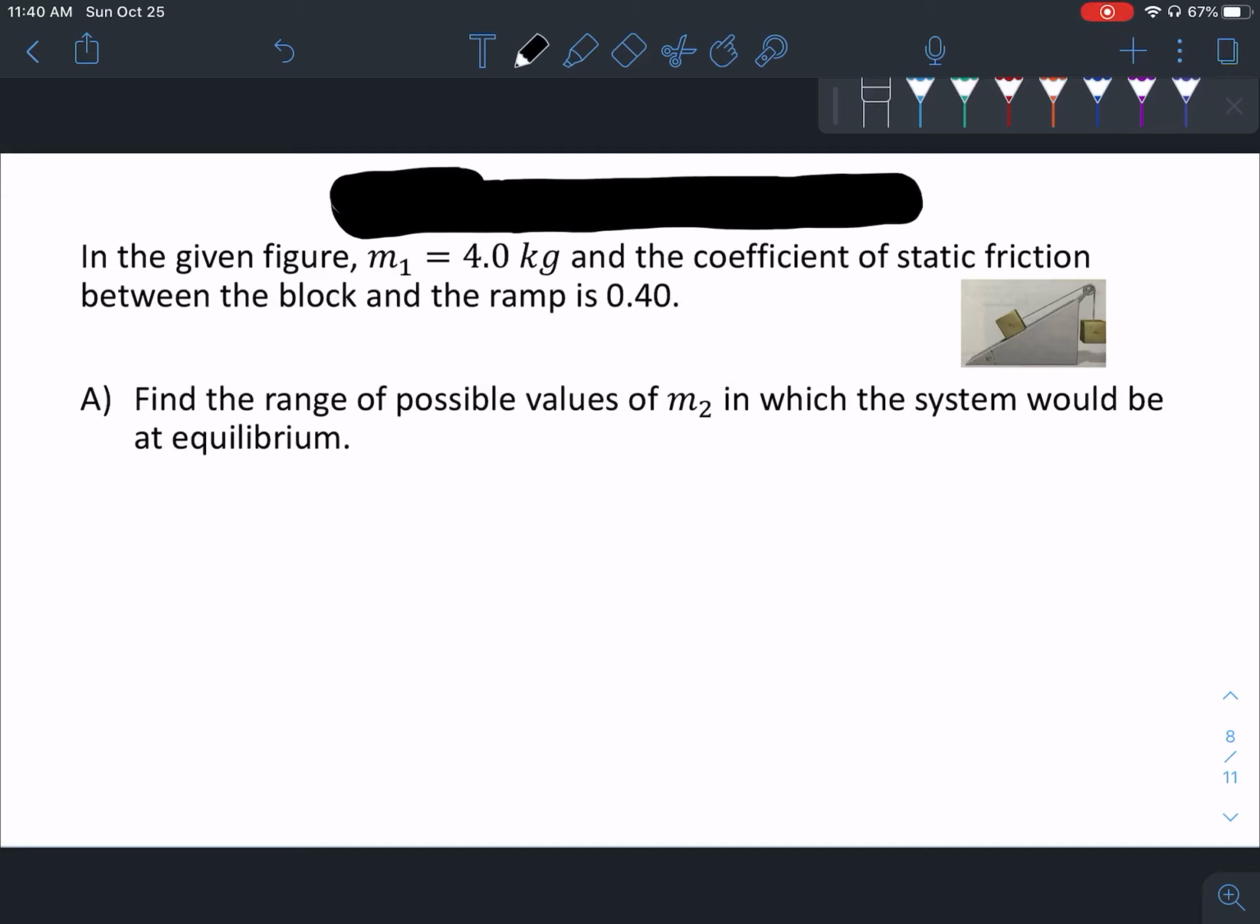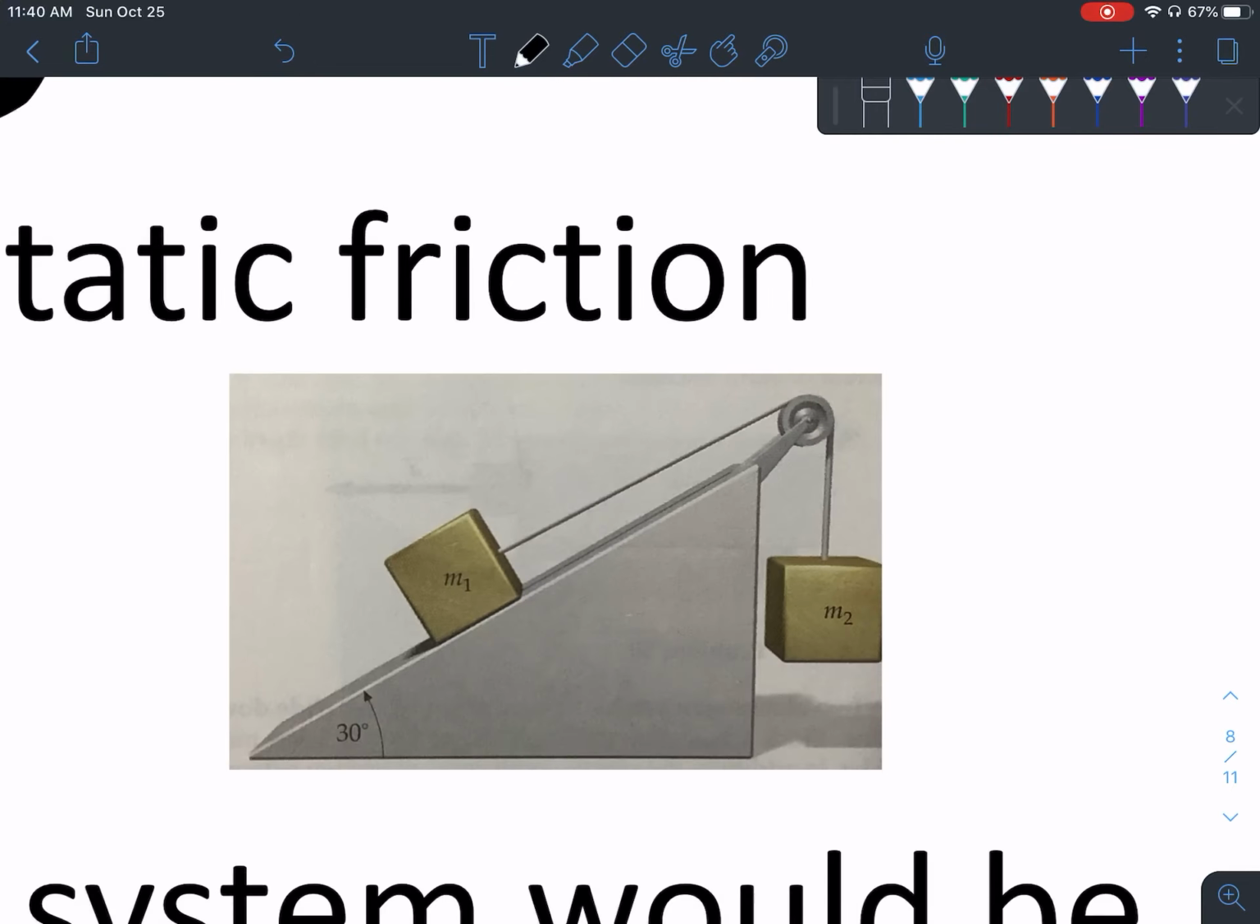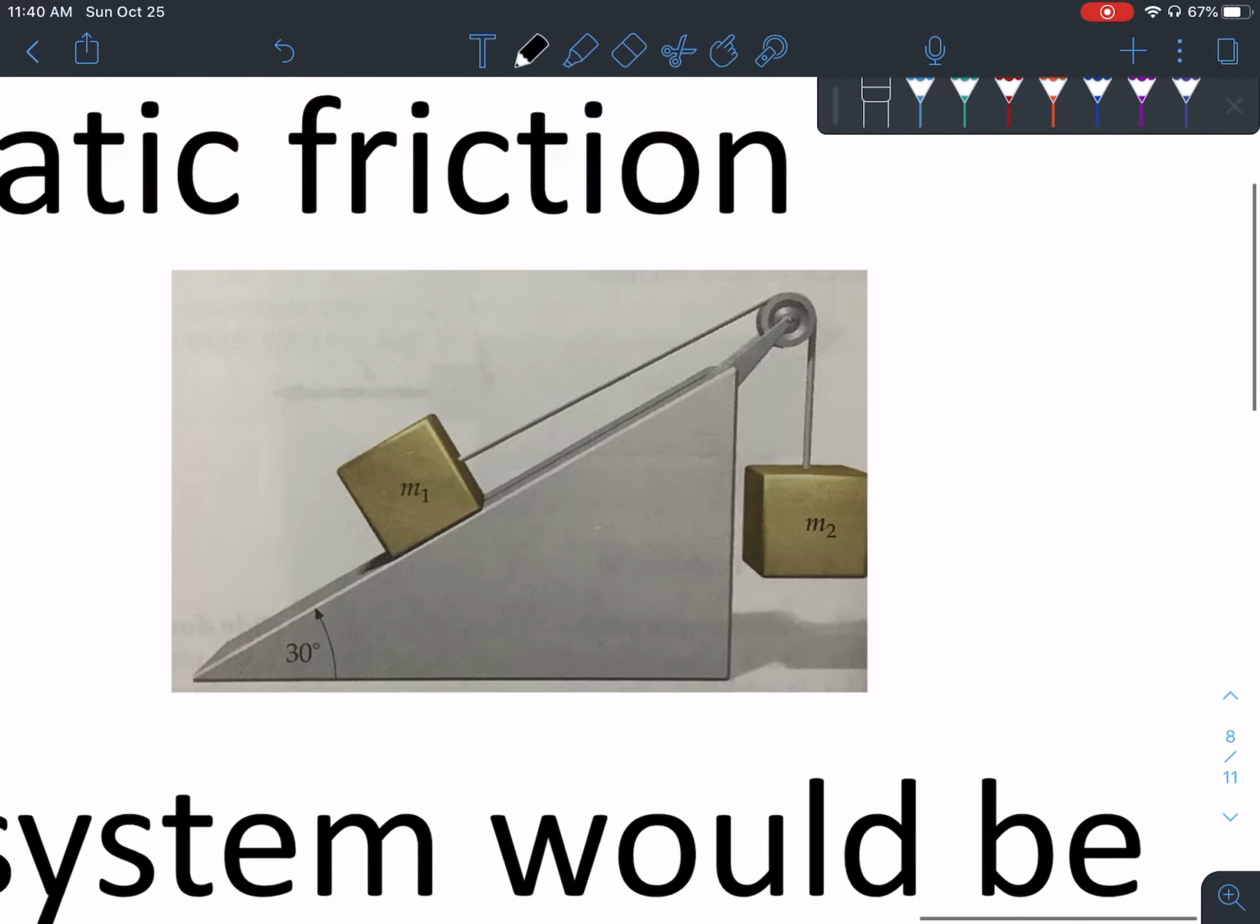Okie dokie. So in this problem, we are going to be looking at a physics system that consists of a pulley, two blocks and a ramp, and friction. So we're adding friction into this normal system of two blocks being pulled over a pulley. So this is our diagram.